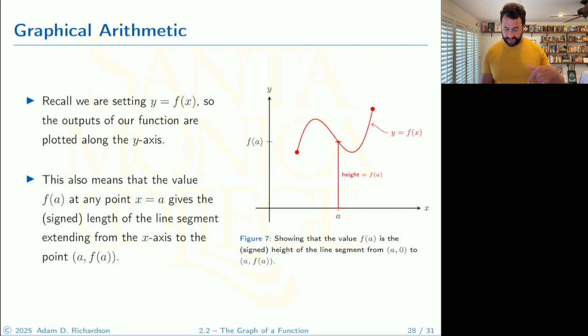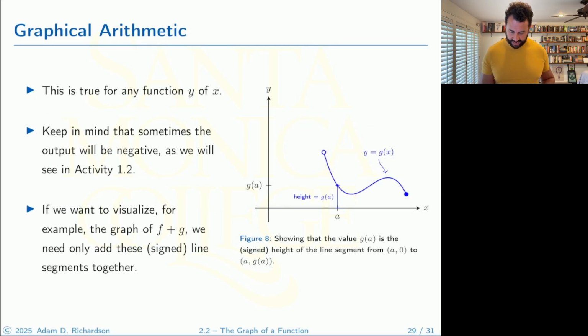If the line is going down instead, then it'll be assigned length. It'll be negative instead, but the distance will be the same. The absolute value will be the same, right? So here, this is the height f of a. Now here, this is the height g of a.